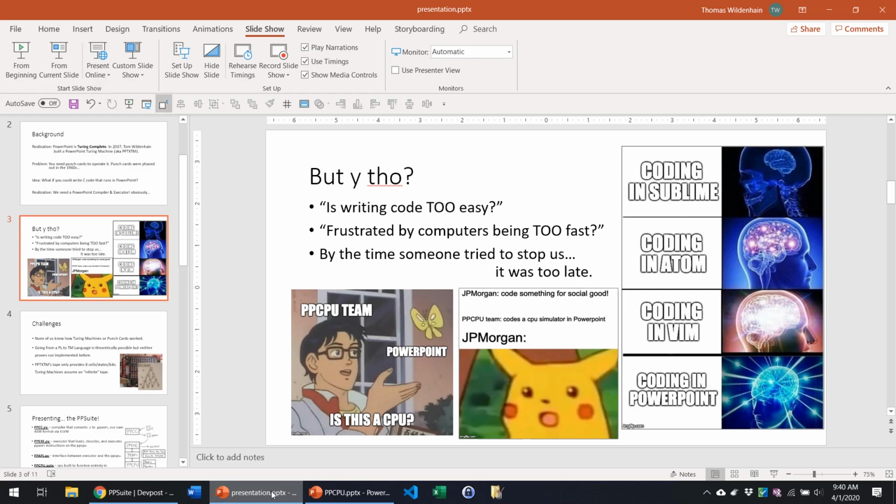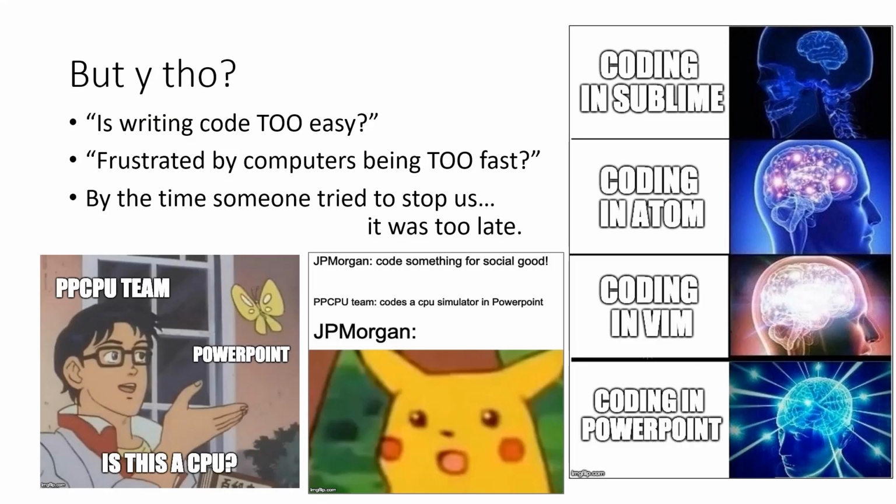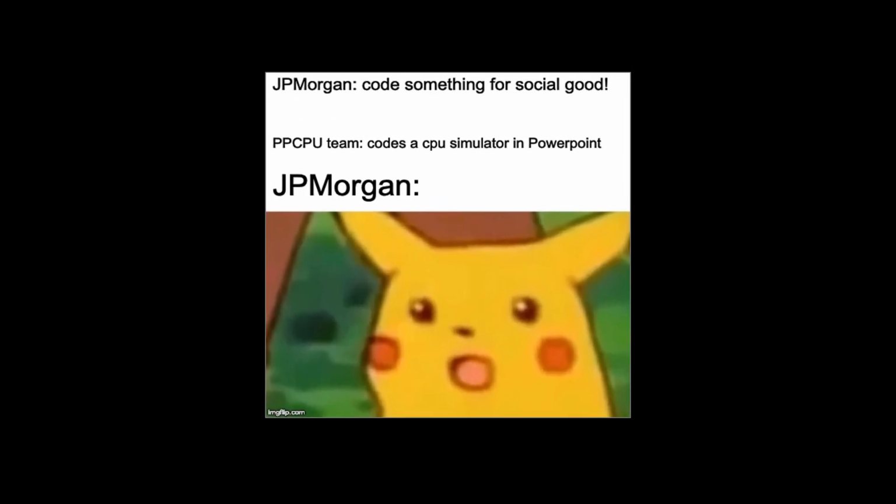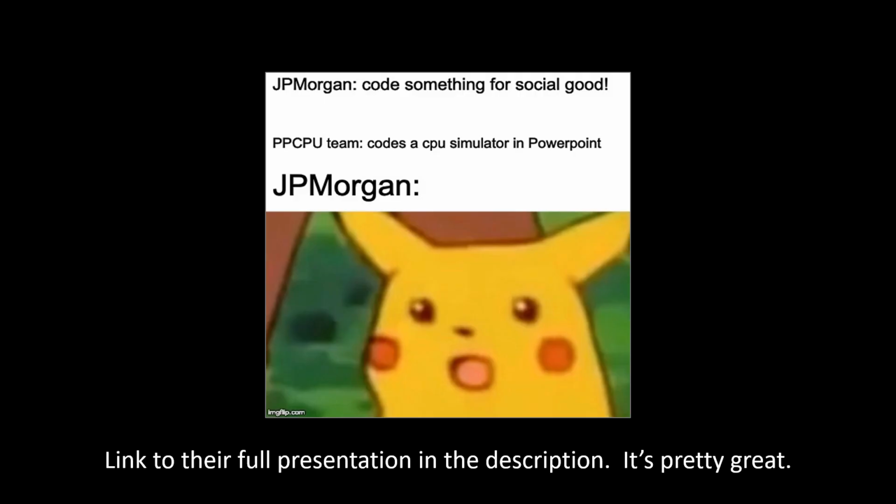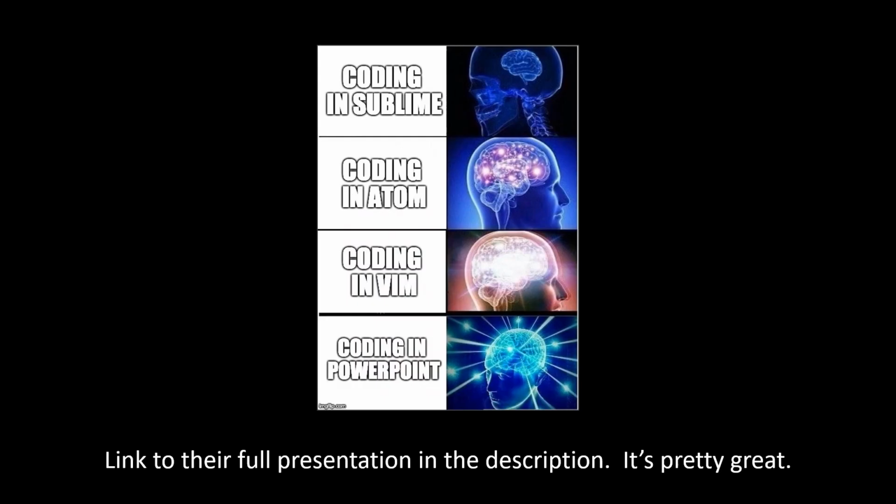Their entry into the Uncommon Hacks Hackathon won Most Technically Impressive Project, though apparently the JP Morgan Best Hack for Social Good Award went to a different team. Their impressive work shows that PowerPoint can be used to make meaningful calculations in a semi-practical way and can do more than just run toy models.